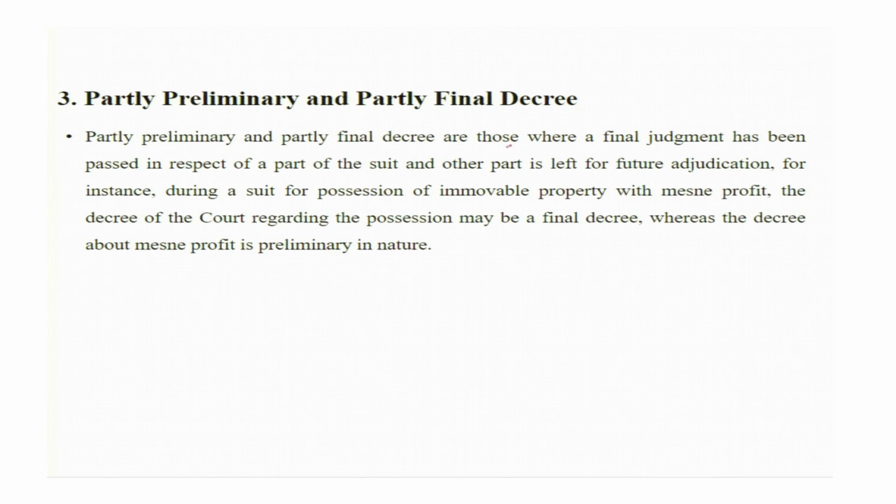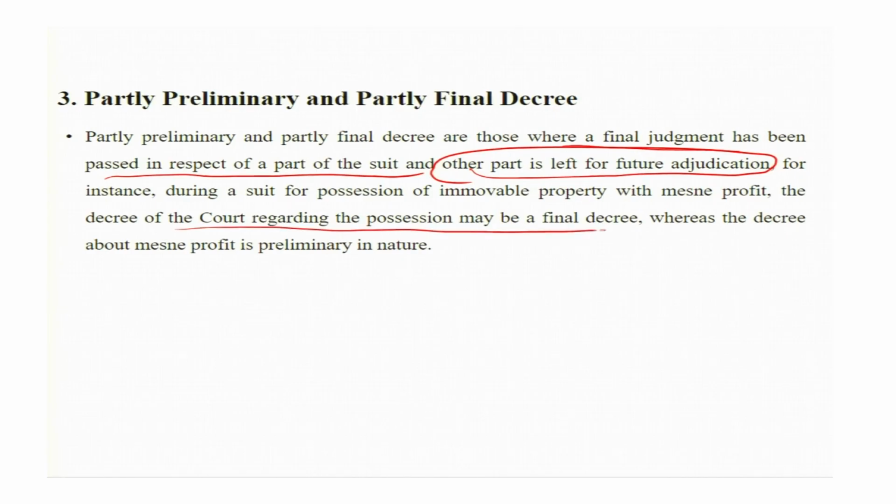Partly preliminary and partly final decree are those where a final judgment has been passed in respect of part of the suit and the other part is left for future adjudication. For instance, in a suit for possession of immovable property with mean profit, the decree of the court regarding the possession may be a final decree, whereas the decree about mean profit is preliminary in nature.